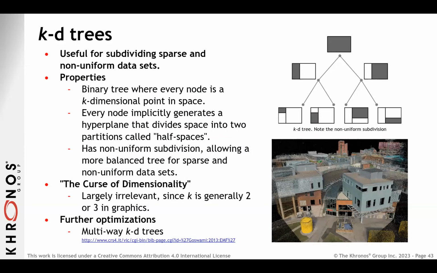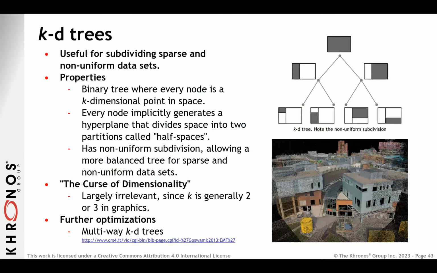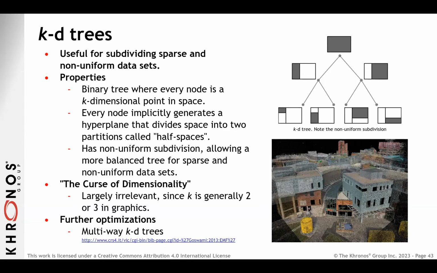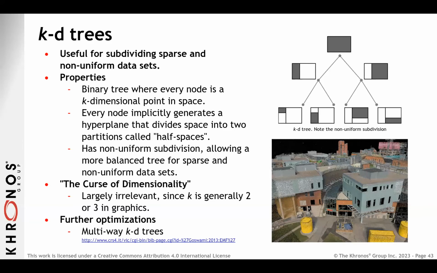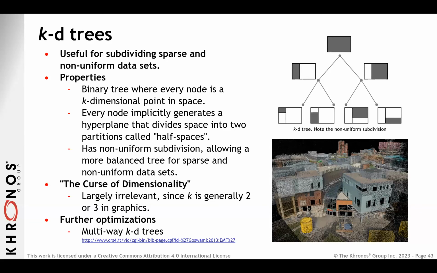Finally, I want to make a mention of KD trees. We're not going to dive deeply into this today, but they are useful for subdividing sparse and non-uniform data sets. They're really useful for point clouds in particular. They have their roots as a special case of the old school binary space partitioning trees. They're a binary tree where every node is a k-dimensional point in space. Each node implicitly generates a hyperplane that divides the space into 2 partitions called half spaces. It has non-uniform subdivision, so it allows for a more balanced tree for sparse and non-uniform data sets, which is where the real usefulness for point clouds comes in.